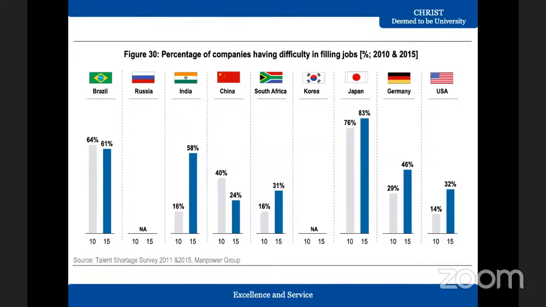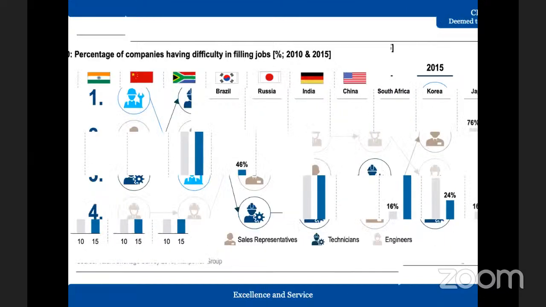Now, again, the percentage of companies having difficulty in filling jobs. This is a very interesting graph. In India, 58% of companies find it very difficult to recruit the right people for the right job. If they are not recruiting the right people, then obviously their productivity will go down. They cannot meet their profit, and obviously our GDP rate will not go high. There is a major reason for that.